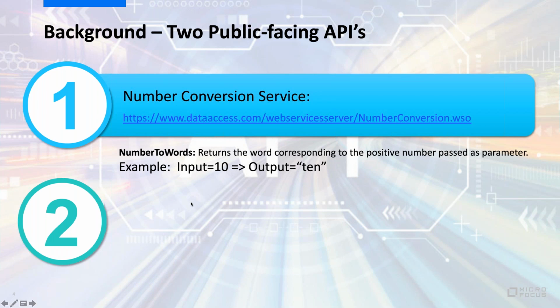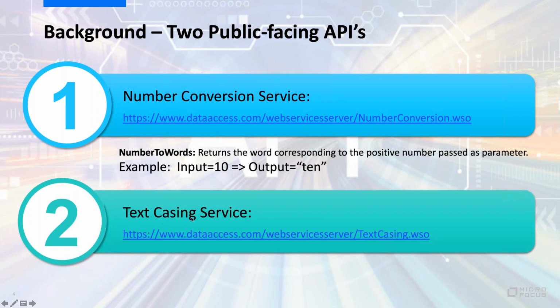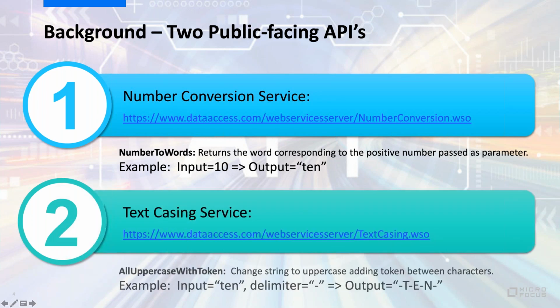Then the second function, which is our text casing service, if we fed it an input data with a delimiter, it would go ahead and uppercase anything on that input and then put the delimiter between each of the characters. So what we're going to do is chain these 2 API calls together. We're going to feed it a numeric input. It's going to convert it to its word equivalent. Then we're going to feed that word equivalent into the second call with the delimiter and output something like this.